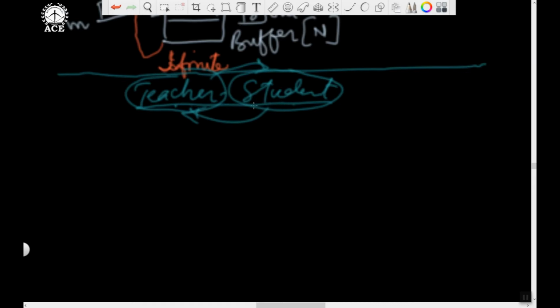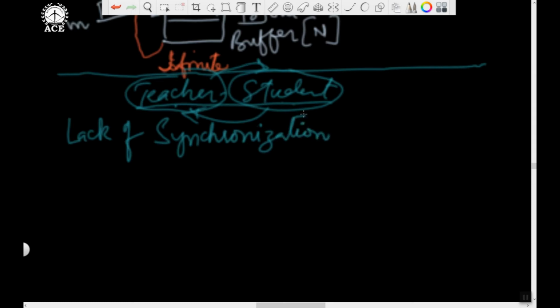If there is a problem, then lack of synchronization will lead to issues. So that is the meaning of synchronization. Processes must be synchronized when they are communicating with each other. If they are not synchronized, that will lead to problems. So generally we write like this: lack of synchronization in IPC communication, inter-process communication environment.